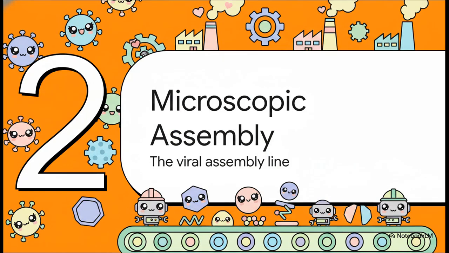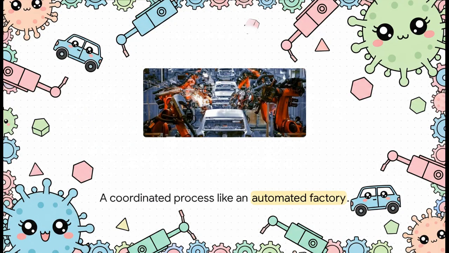Moving right along to section 2, the microscopic assembly line. Okay, this is where the whole idea of our viral cell operating exactly like a coordinated factory really comes to life. Picture a highly automated car manufacturing plant. You've got robotic arms actively welding and assembling cars, right? Well, a virus works exactly like this.